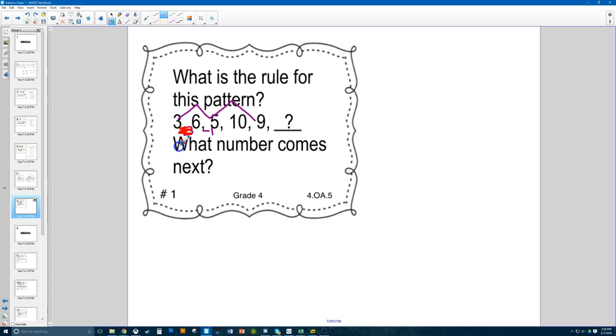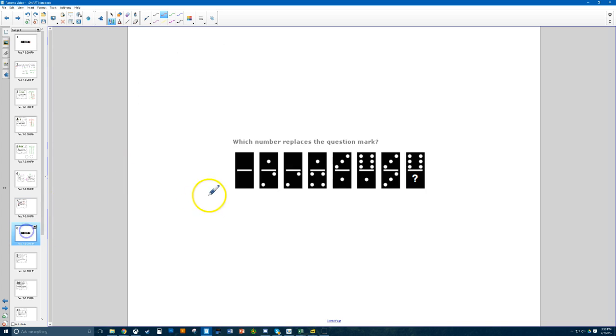So 3 times 2 gives me 6. Then I subtract 1. Then I can multiply by 2. Then I am subtracting 1. It seems like I might have found the rule, which would be to multiply by 2 and then subtract 1. So if that's the case, if I just subtracted 1, the next thing I would do is multiply by 2, so my final term must be 18.